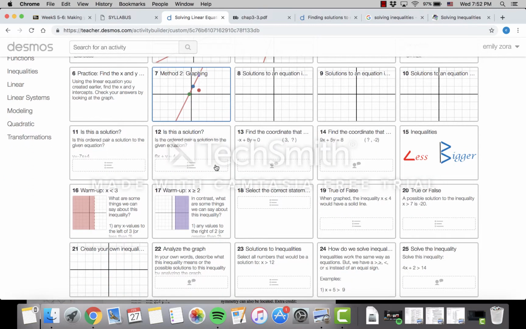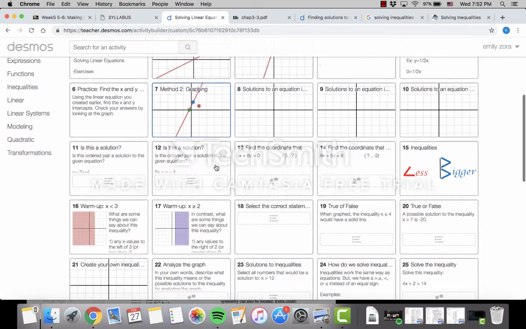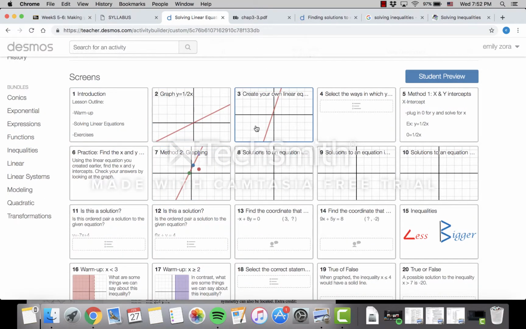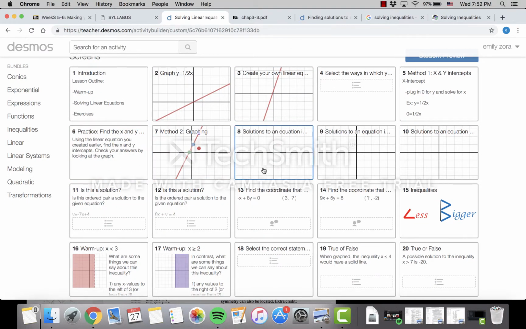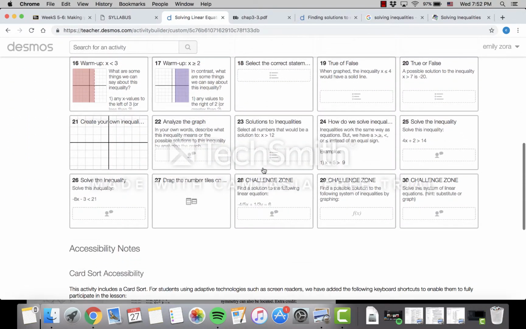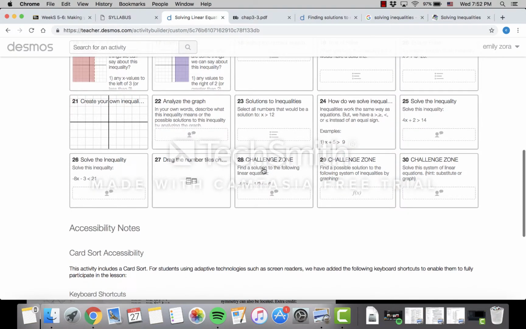I also created activities that are easy to start but difficult to finish. As you can see, the first few slides are pretty easy, asking students to simply graph and solve equations. But by the end, the students have to explain their answers, analyze graphs, and do some challenges.